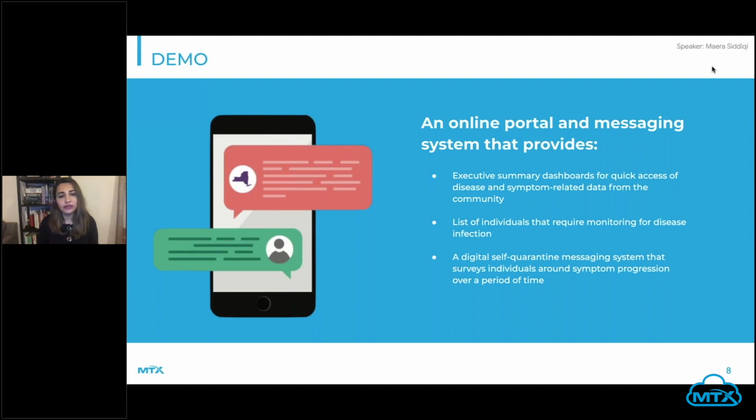It also provides a list of individuals that require monitoring for disease infection or possible symptoms. And it also allows us to follow individuals who have come in contact, or healthcare workers who have come in contact with those individuals. And then lastly, it provides a digital self-quarantine messaging system that is a non-invasive survey. It sends these surveys to individuals, and it asks them questions around symptom progression over a period of time. So we'll highlight these key areas in the demo.